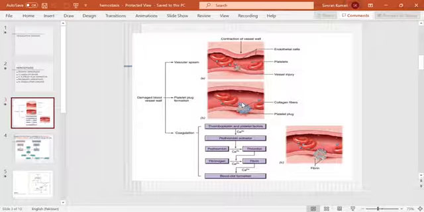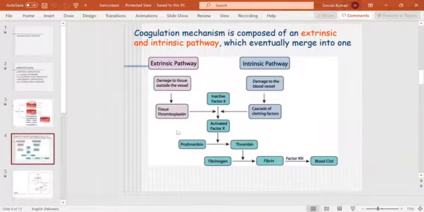Now we'll talk about the secondary hemostasis, which comprises of the coagulation cascade. This coagulation cascade is involved in the formation of fibrin mesh, which strengthens this primary hemostatic plug. Now this coagulation pathway comprises of two pathways, the extrinsic pathway and the intrinsic pathway, which eventually merge into one.